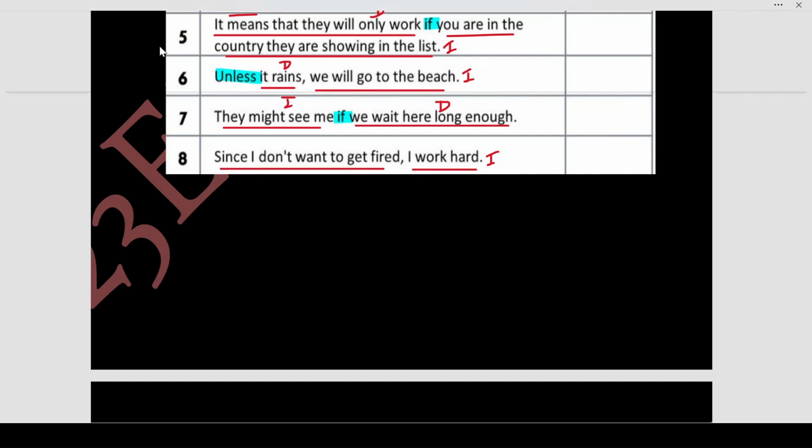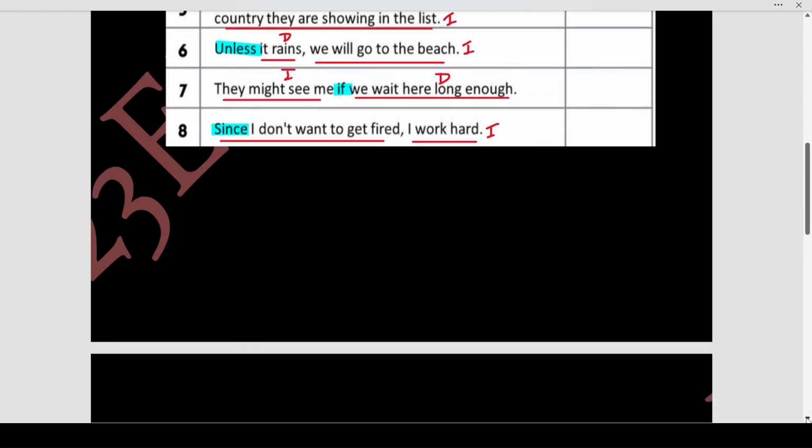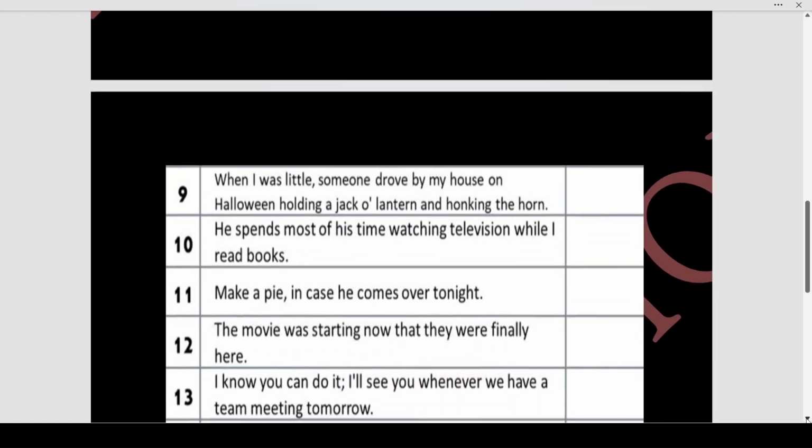And these two sentences are made meaningful only when they are joined with the subordinating conjunction "since". Okay. So this is how you will identify your subordinating conjunctions. First, you will see the dependent clause, the independent clause, and then the subordinating conjunction which is joining them.